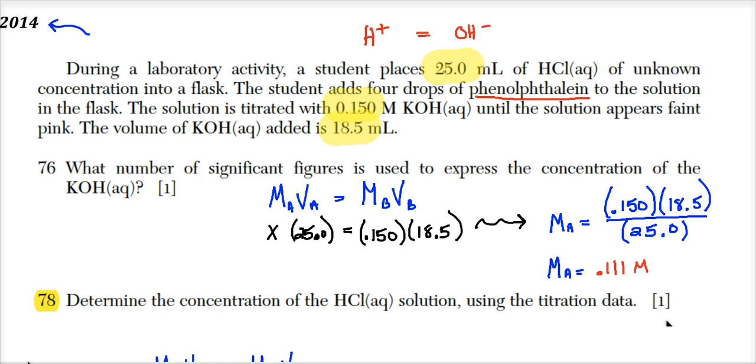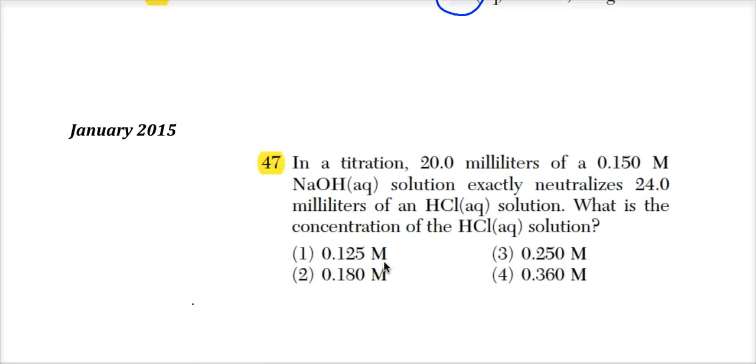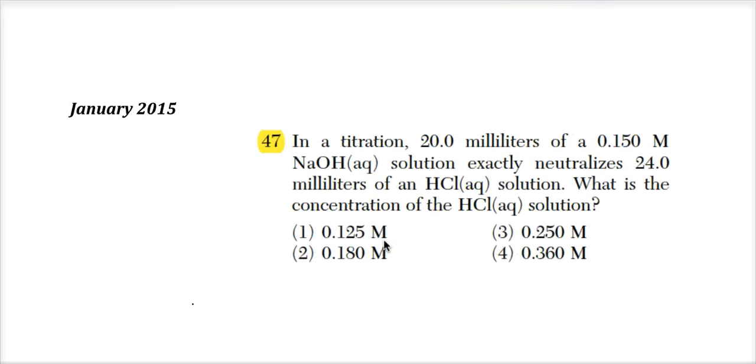The hardest part is identifying the problem, and all I'm doing is putting the 25 milliliters of the acid under the volume of the acid. They gave me the 0.5 molar of the base that goes here, and the 18.5 milliliters of the base here, and I solve for the missing molarity of the acid. Rearrange this according to algebra and solve and get 0.11 molar. Okay, that's 47, and this is in part 1, the multiple choice, I should say.